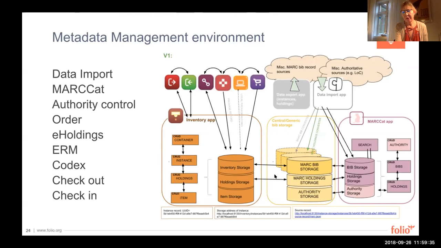If I go back very quickly to the layer here in the middle, the central generic BIB storage, there will be no UI of its own for this piece. It's only a storage layer. But the editing, as in Lisa McCall's question, will happen in MARC CAT, or if it doesn't have an underlying MARC record, then the instance record will be edited. Please note that item records are only stored in the inventory app. So as it is now, it's not possible to edit, update, or create item data in, for instance, the MARC CAT tool.